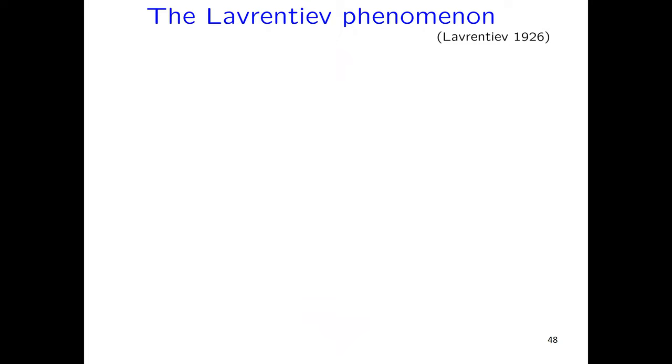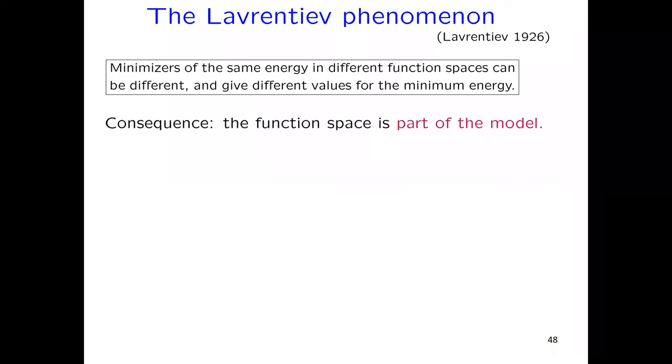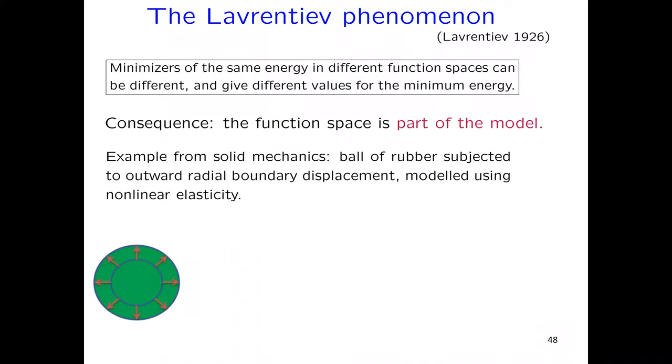Now, something which is interesting in general in the calculus of variations is the Lavrentiev phenomenon. This says that minimizers of the same energy in different function spaces can be different and give different values for the minimum energy. The consequence of that is that the function space is part of the model. And here's an example from solid mechanics.